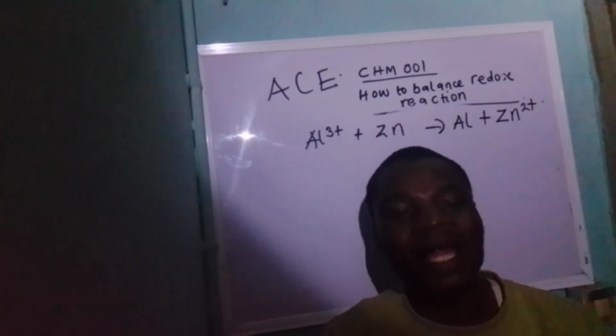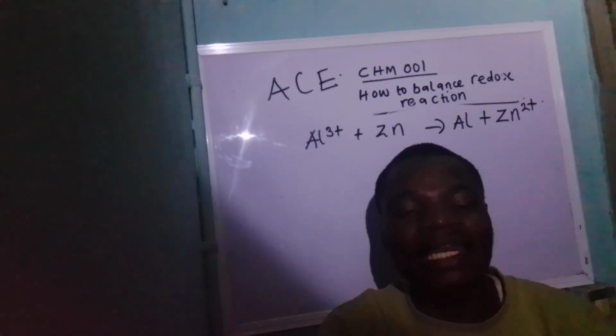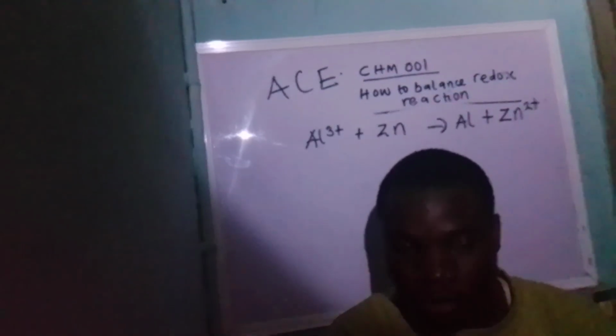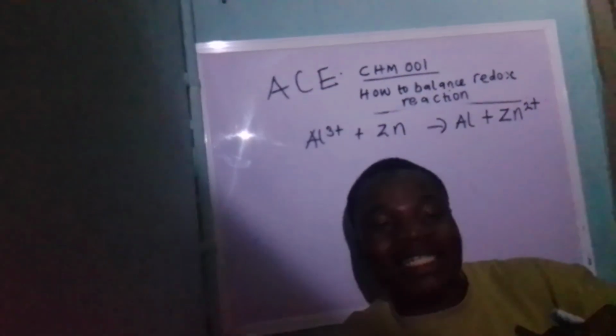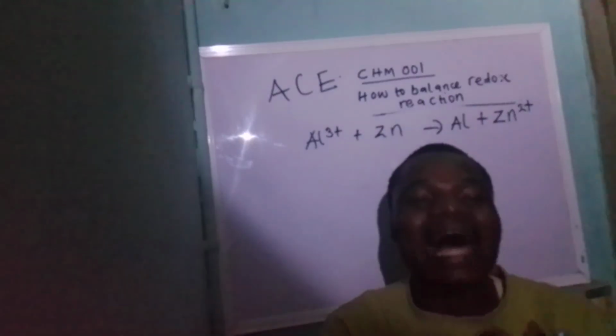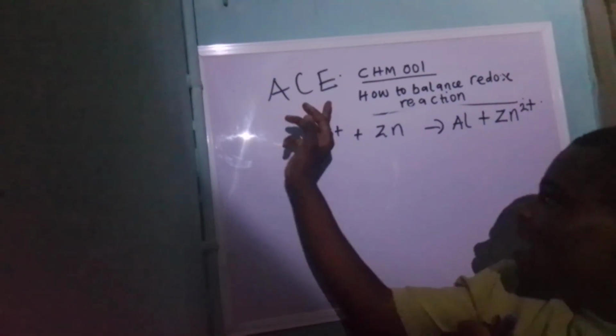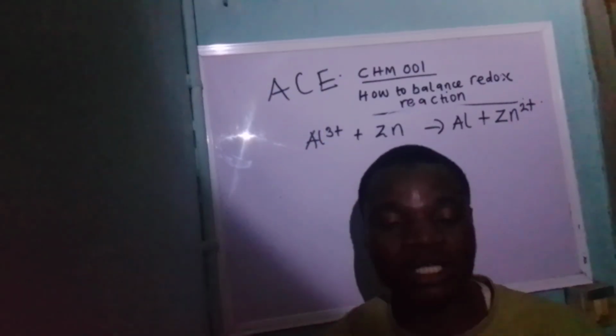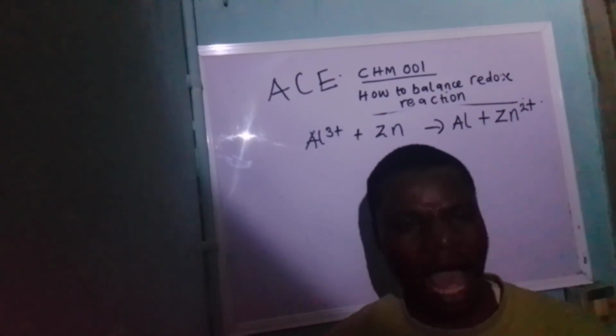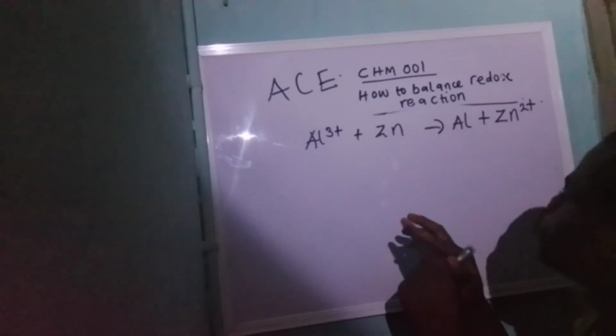After that, you balance them atomically, that is, you balance the number of atoms. After balancing the atoms, you balance the charge. That's the meaning of C. Then after balancing the charge, you balance the electrons. Are we getting that?